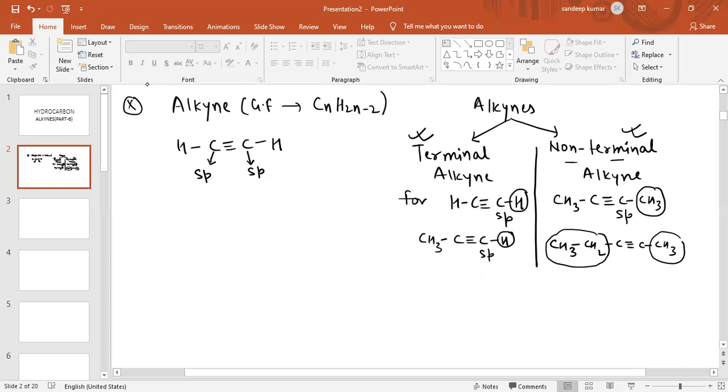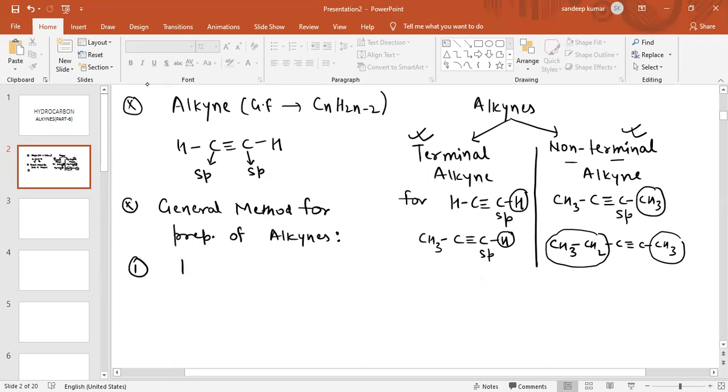Now we are going to discuss some general methods for the preparation of alkynes. The first general method for the preparation of alkyne is from Kolbe electrolysis. So the first reaction we are going to discuss is from Kolbe's electrolysis.